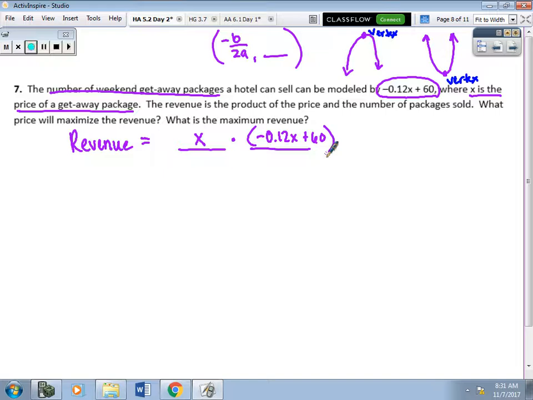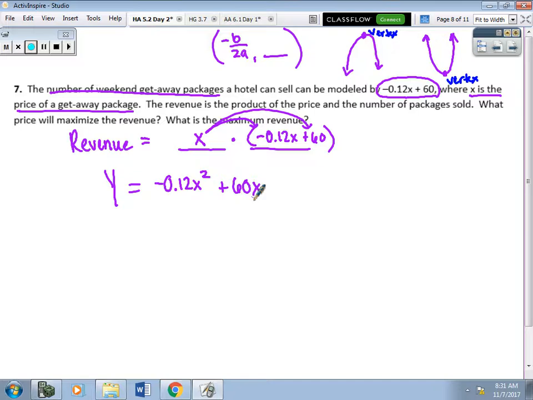Okay. So the first thing that you would want to do is probably distribute this to make it into a quadratic function. And you might want to change revenue to be y, but you could leave it as r, it doesn't really matter. But we would get negative 0.12x squared plus 60x. Technically plus 0 if you want to add on your c.